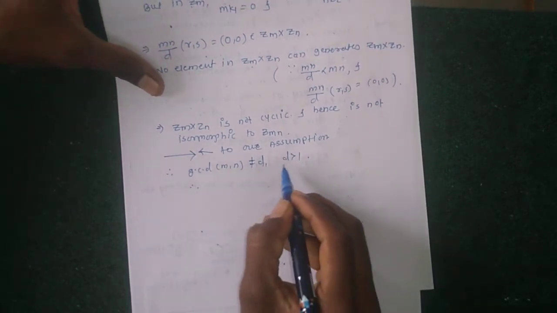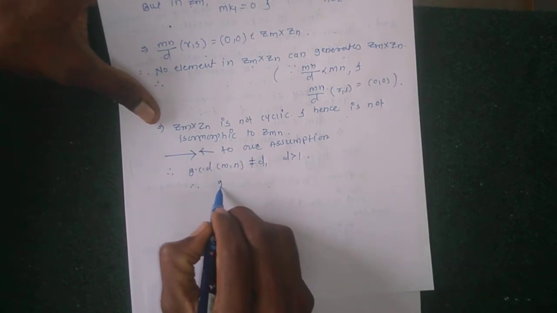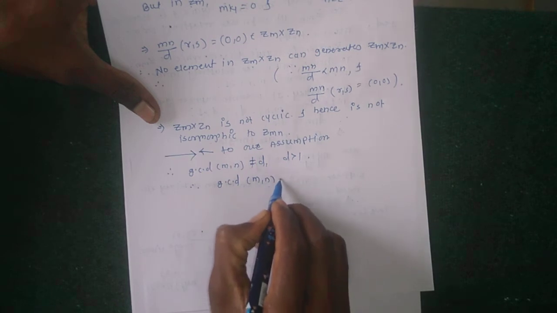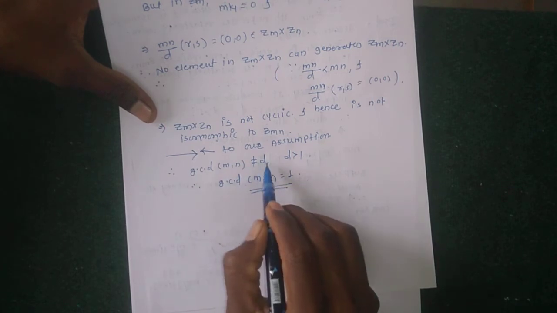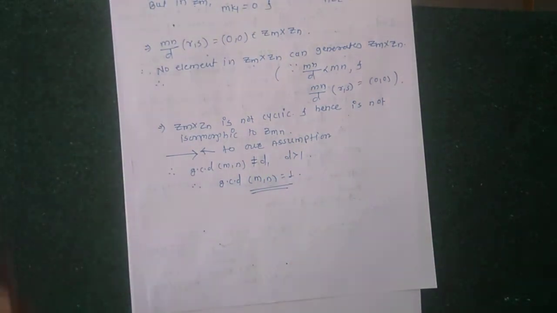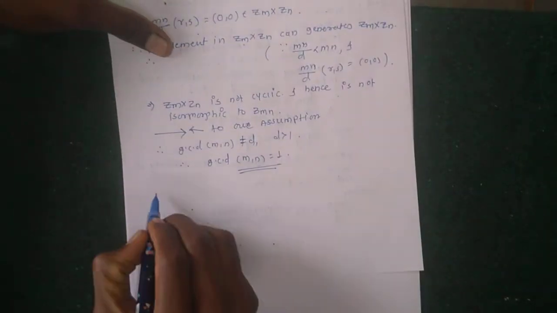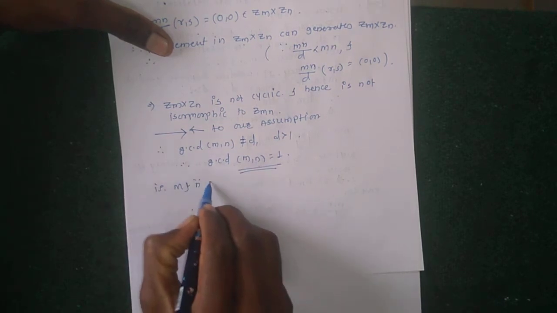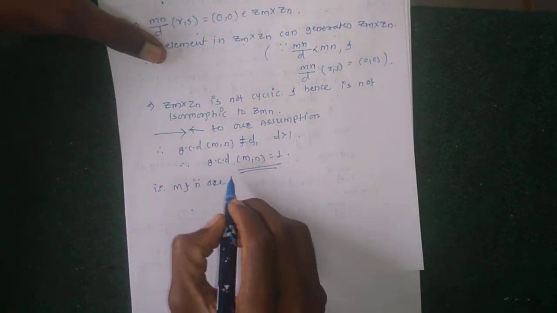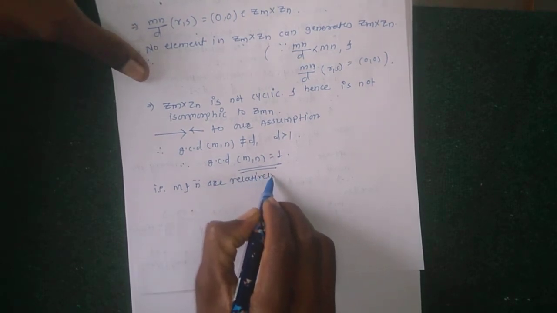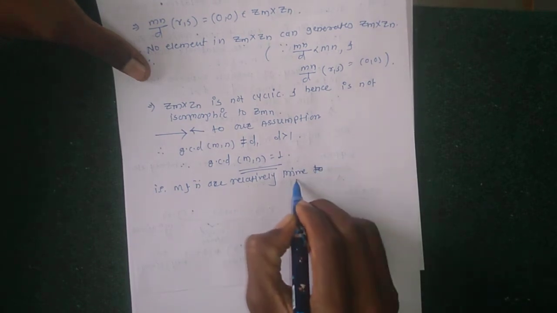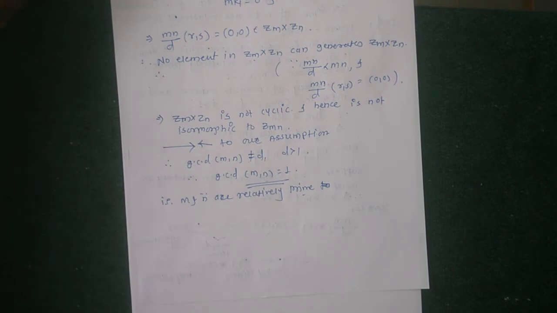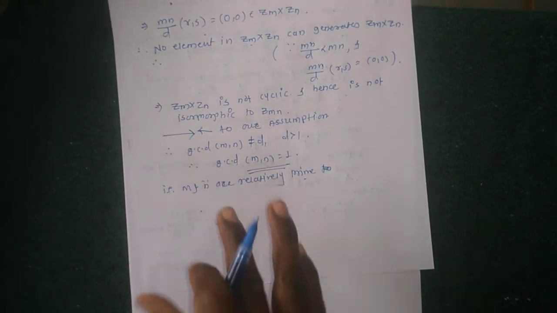Therefore GCD of m and n must be equal to 1. For d greater than 1, their GCD is not greater than 1, so their GCD must be 1, because GCD is always positive. So GCD of m and n equal to 1, which implies that m and n are relatively prime to each other. So this is the first part.